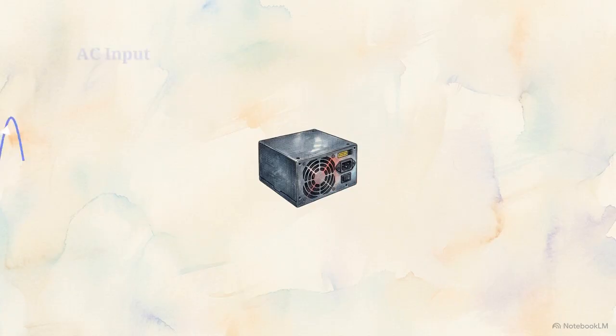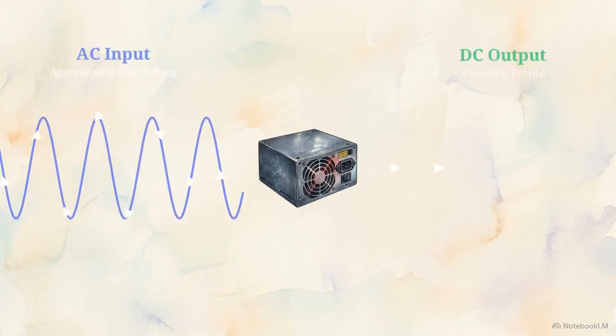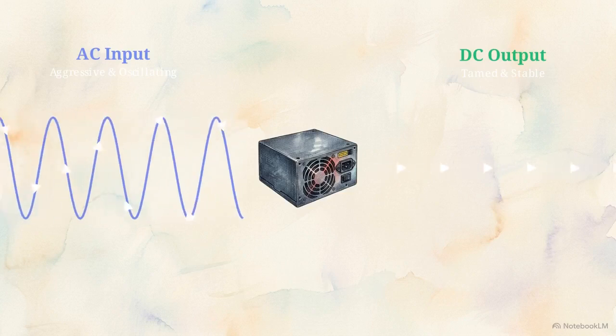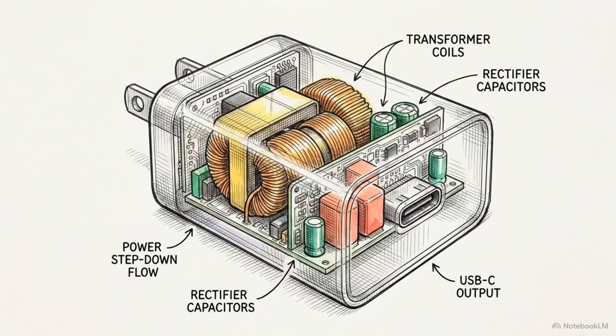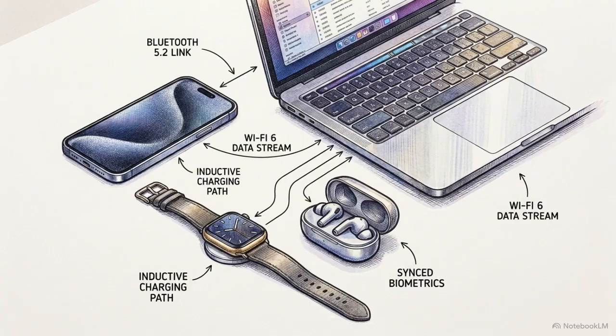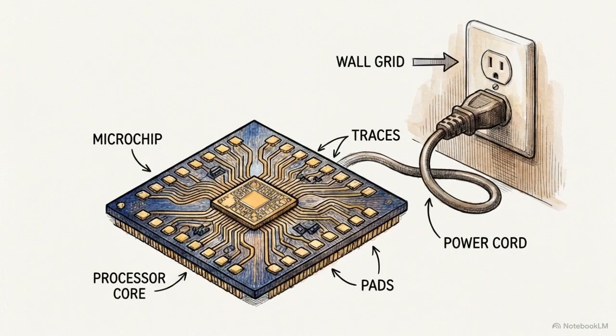It acts as the bridge, taking the aggressive AC wave from the grid and taming it into a stable DC line. In a typical phone charger, the internal components step down the incoming 230 volts AC and convert it into a safe, steady 5 or 9 volts of DC. Every digital device you own depends on this invisible conversion. Without this bridge between the grid and the microchip, modern computing could not exist.